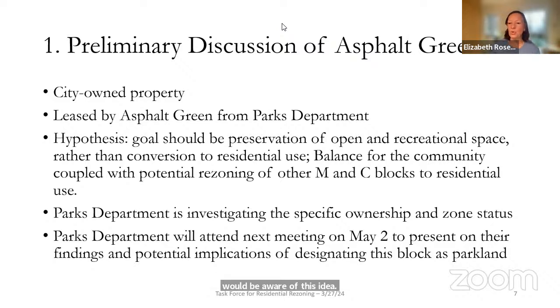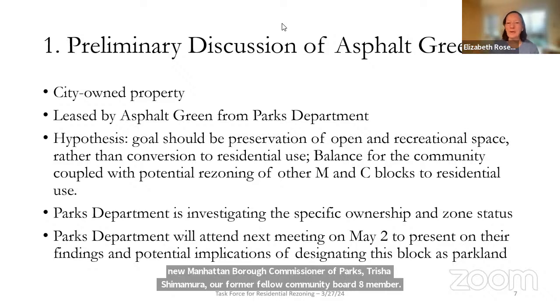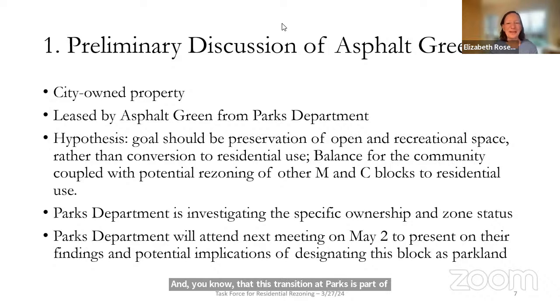Obviously, I've also spoken with our new Manhattan Borough Commissioner of Parks, Tricia Shimamura, our former fellow Community Board 8 member. This transition at Parks is part of why they were not able to join this evening. From the time we started saying, who at Parks should we talk to, well, if you wait a week, it'll be Tricia, to Tricia needing to get her legs underneath her. As she put it, she has spent the entire week being trained and learning things in Queens and does not even know where the bathrooms are at her Manhattan office. I think it's totally appropriate to give her a pass, but they have already begun an investigation into the specific status of this property in terms of zoning and where it fits within the parks portfolio. Is it in fact parkland or not?